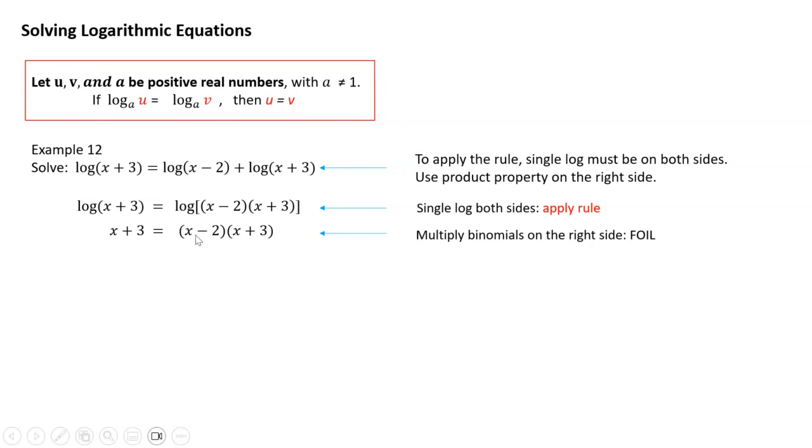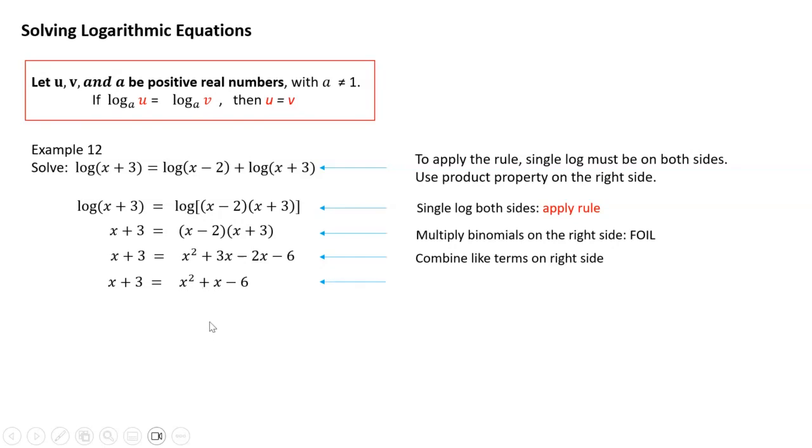So now we're going to multiply the binomials. We're going to do the FOIL. That gives us x squared plus 3x minus 2x minus 6. Why? Because x times x will give us x squared, x times positive 3 will give us positive 3x, negative 2 times x will give us negative 2x, and negative 2 times 3 will give us negative 6. We combine like terms. This gives us x plus 3 equals x squared plus x minus 6.